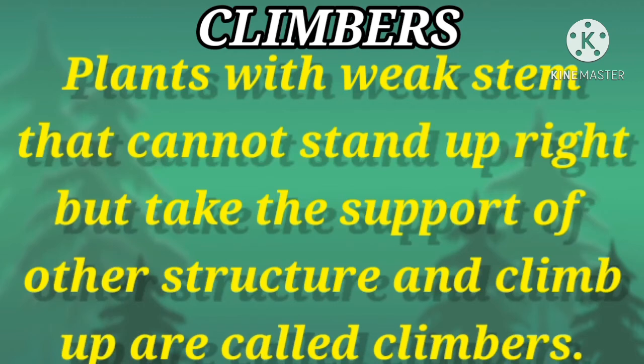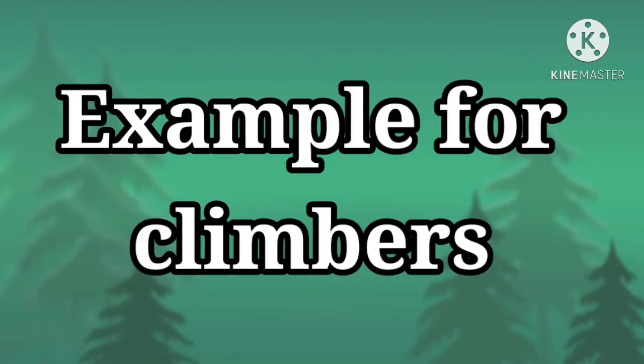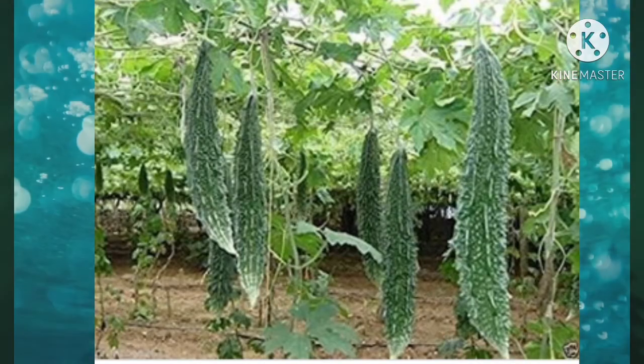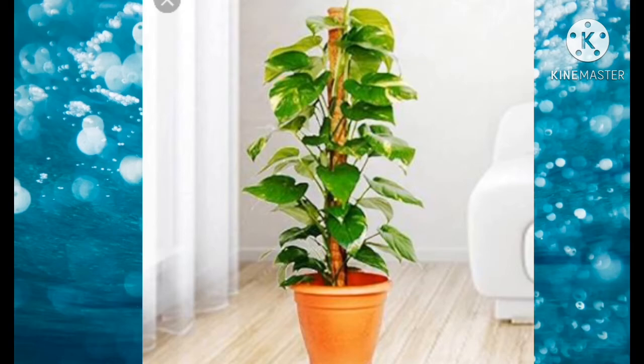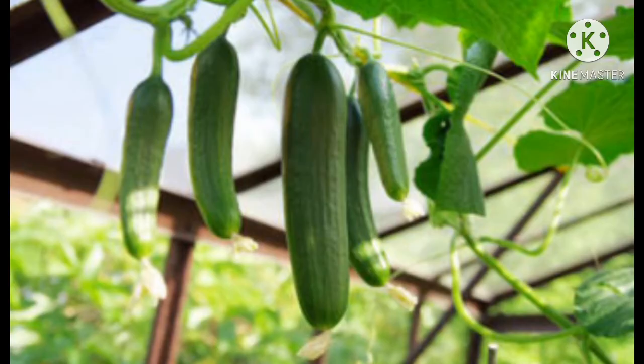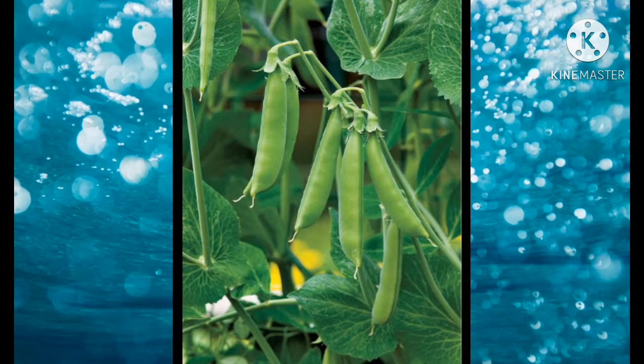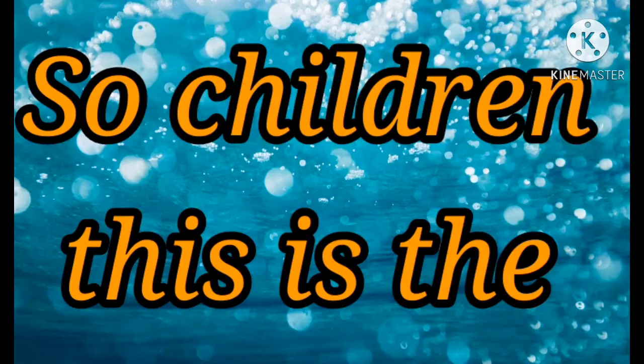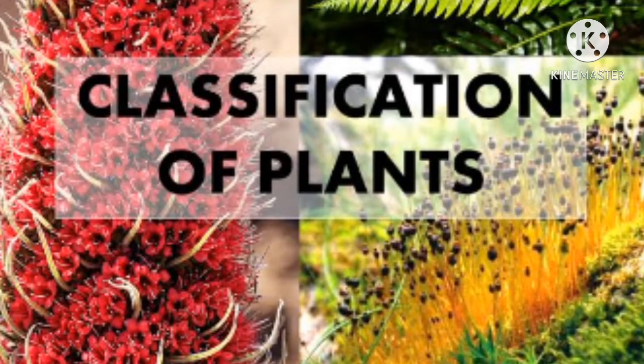Climbers. Plants with weak stem that cannot stand upright but take the support of some structures and climb up are called climbers. Examples for climbers are bittergourd, grapevine, money plant, cucumber, beans, peas, etc. So children, this is the classification of plants on the basis of the size and thickness.